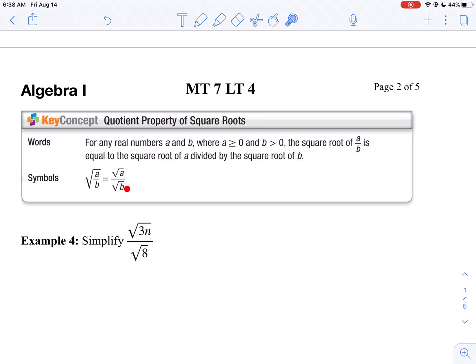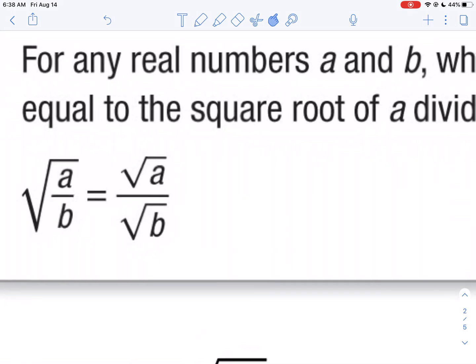So what do you do if you have a square root in the denominator? Well, here's what you do. You multiply by the square root of what's in the denominator. So whatever is in the denominator, if it's a square root, I multiply by the square root. Now if I multiply the denominator by that, I have to multiply the numerator by the same thing.